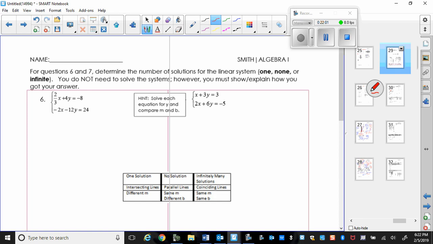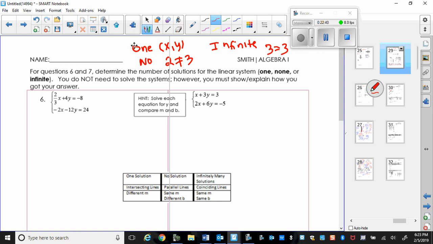Next, we're going to have some systems here. It wants you to determine the number of solutions for the linear system. So if it's one solution, you're going to have one set of coordinates. You're going to have an x, you're going to have a y. If it's none, then you might end up with 2 different numbers. So 2 does not equal 3. If it's infinite, you might end up with a situation where you end up with a number equals a number.